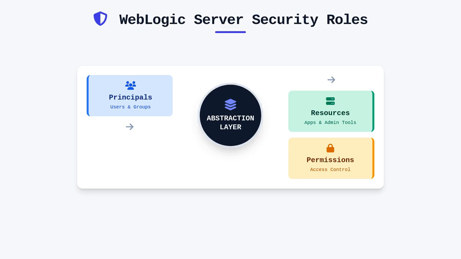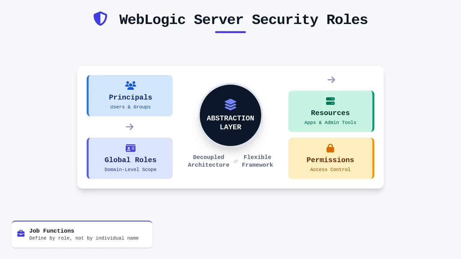When we talk about global roles, we're referring to those that exist at the domain level, affecting every application and administrative tool deployed within that environment. This approach is superior to hard-coding permissions directly to usernames because it allows for a decoupled architecture where permissions evolve alongside your organizational changes. As you plan your security model, think of roles as job functions rather than specific individuals, which simplifies audit requirements significantly.